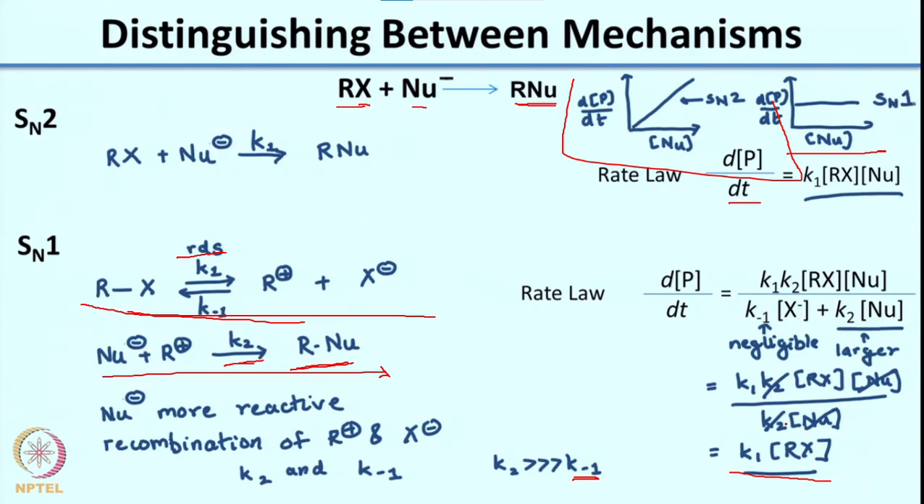By cancellation of K2 and nucleophile, we will observe that the rate equation depends on K1 RX, right? That means it is independent of nucleophile concentration. So from this graph we can see that nucleophile concentration is not affecting the rate of SN1 reaction, while in case of SN2 it depends on nucleophile concentration, right?